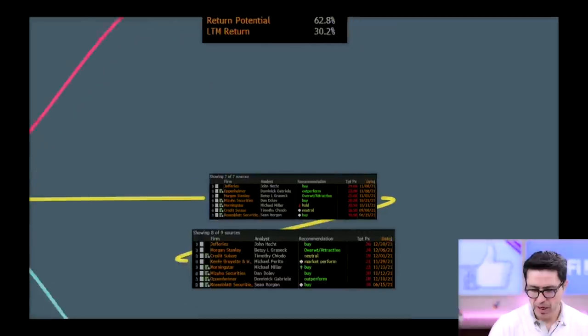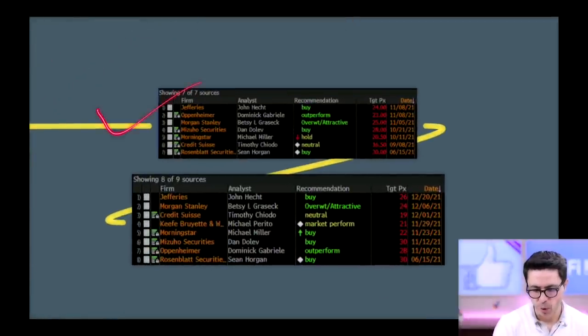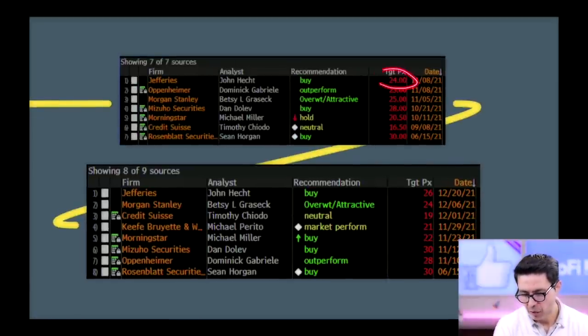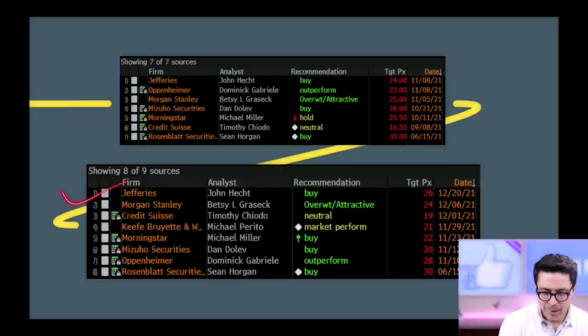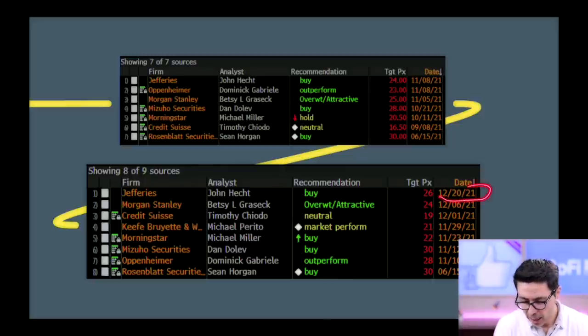So this is the analyst report from before. We had about 7 out of 7 analysts covering this stock, and Jefferies was on top right here, and they had a price target of about $24, which was given on November 8th, 2021. Now, if you see over here, we have 9 analysts covering the stock. And of course, Jefferies came back and maintained a buy with a price target of $26. This was updated on 12/20, which was yesterday.